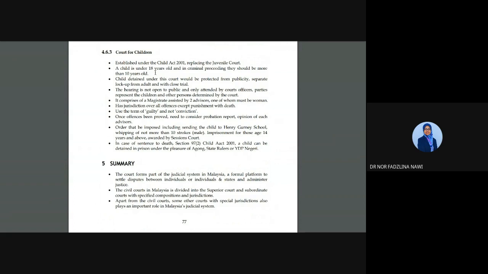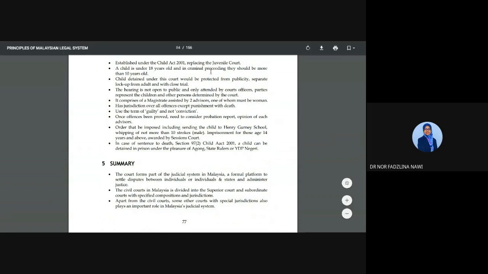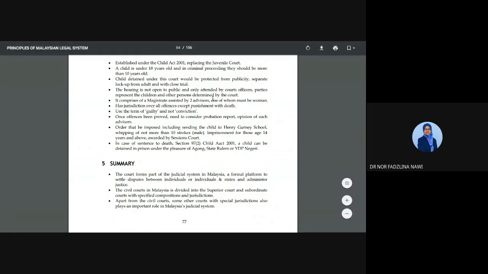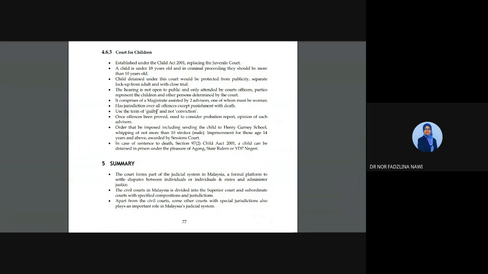Okay, so a child is under 18 years old, and in criminal proceedings, they should be more than 10 years old. If you are detained, the court will deal with the cases not in open, so it's not open to the public, and they are only attended by court officers. Usually, you will have the magistrate there assisted by 2 advisors. One of the advisors must be a woman. And then once offences have been proved, they need to consider the probation report, the opinion of the advisors and whatnot.